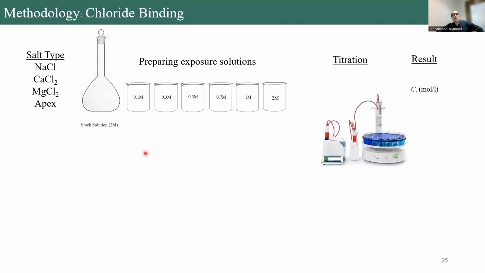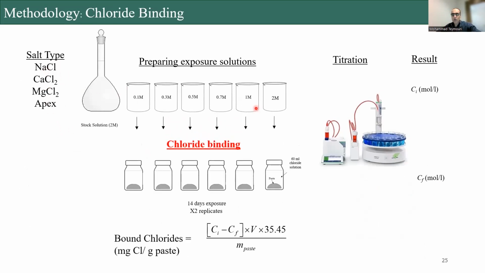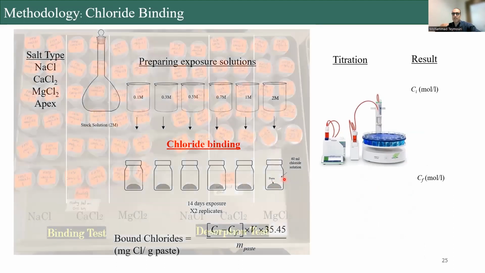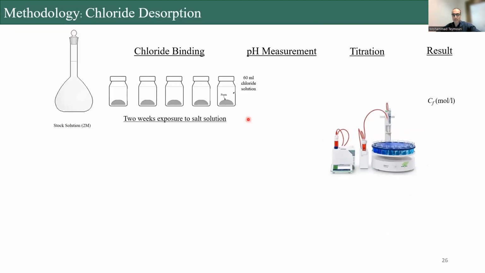So I want to touch the methods a little bit. I don't want to focus on that. I just want to make sure that you're on the same page. So we use different brine solutions with different concentrations. We expose our samples or paste to these brine solutions. And after a couple of weeks, we measure the chloride ions inside that. This is for chloride binding, and this is one of the setups.